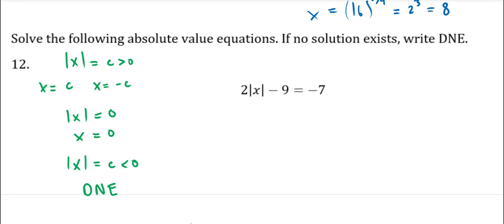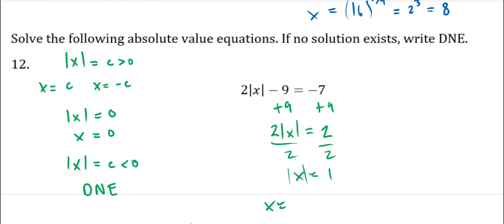So if we were to isolate the absolute value and get a negative, we'd know we could stop and simply say there is no solution to such an equation. Here, we want to isolate by moving the 9 over first. This gives me 2 times the absolute value of x is equal to 2. Dividing by 2, we have x in absolute value is equal to 1, which means x could be equal to 1, or it could be equal to minus 1.